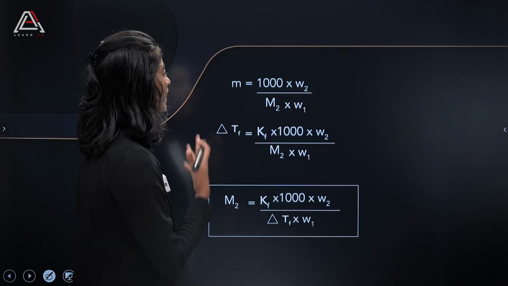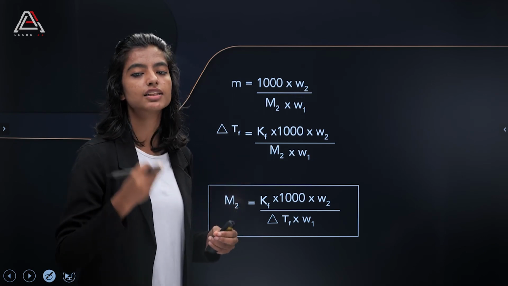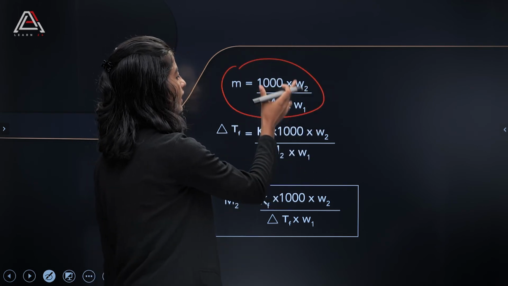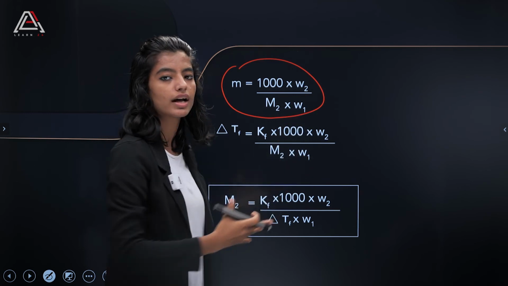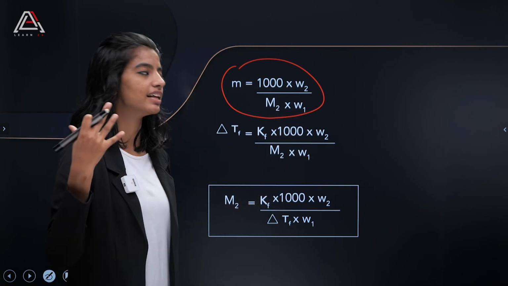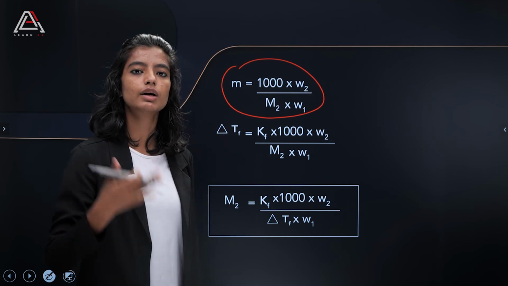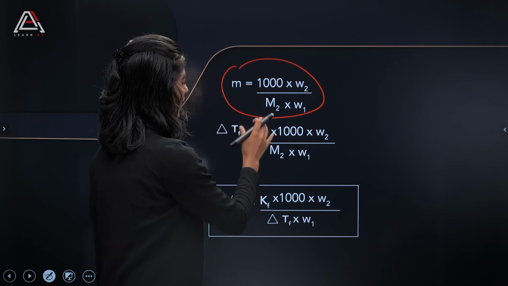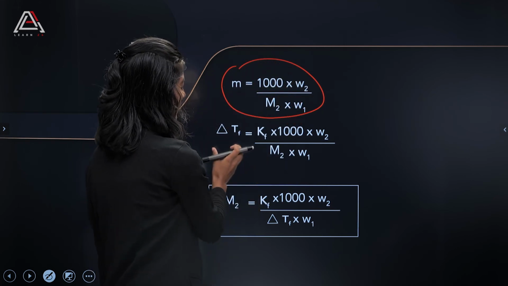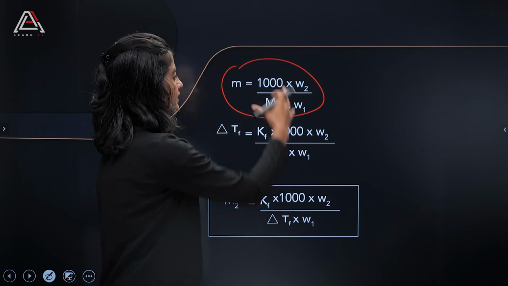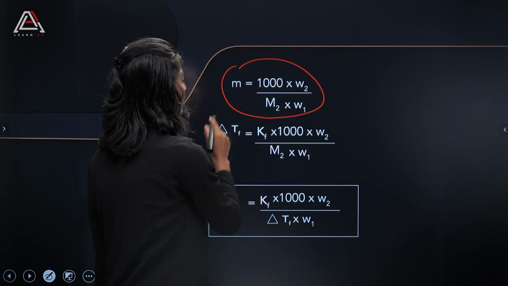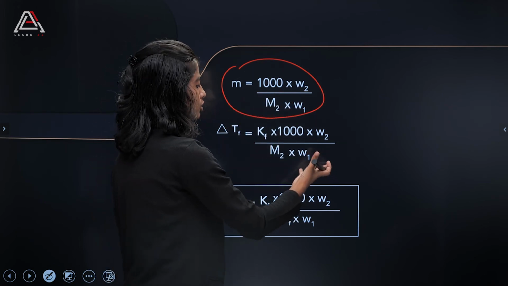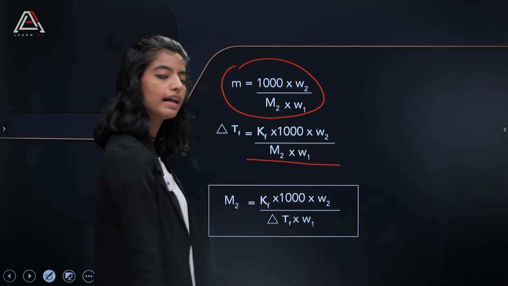In order to get the molar mass of solute, we already know that m is equal to 1000 into W2 divided by M2 into W1. W1 and W2 are the given mass of solvent and solute. M2 is the molar mass of solute, that is what we have to find out. Instead of m, I have substituted this equation in delta TF is equal to Kf into m, and I got delta TF is equal to Kf into 1000 into W2 divided by M2 into W1.